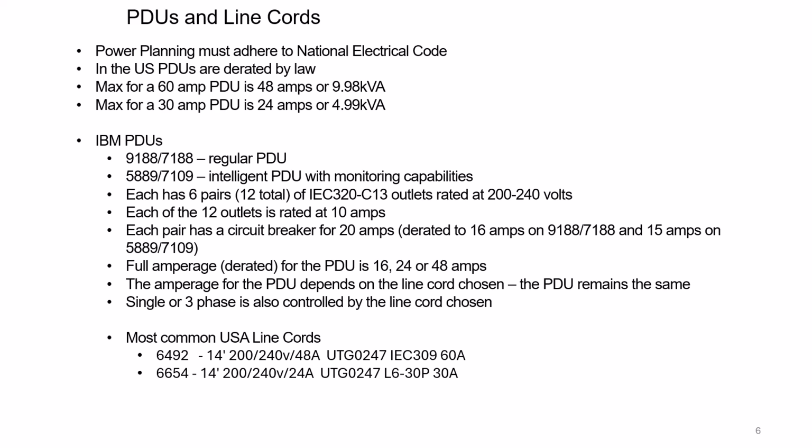And the most common IBM line cords for your servers will be the 6492, which is an IEC 309 60A, also known as a 60 amp line cord. The one that we see in most data centers is a 6654, which is an L630P, which is your 30 amp that's derated to 24 amp.